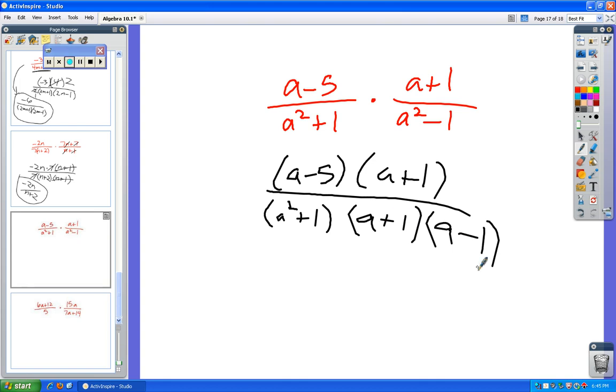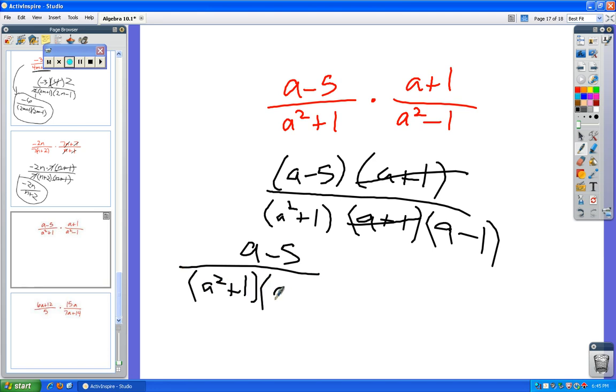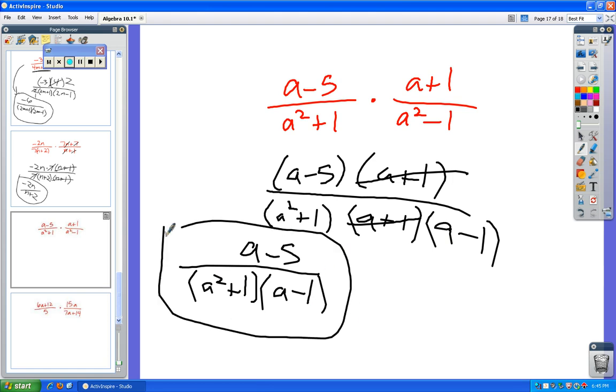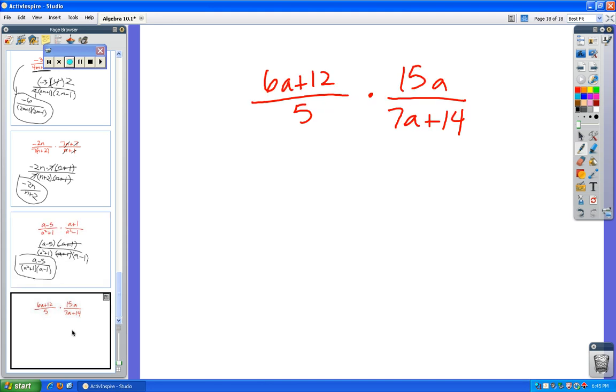Now we start to cancel. A plus 1's cancel. Anything else? A minus 5 is left on the top. A squared plus 1. A minus 1 on the bottom. Okay, last one. And then I'll put up the homework. Okay, factor, cancel, simplify.